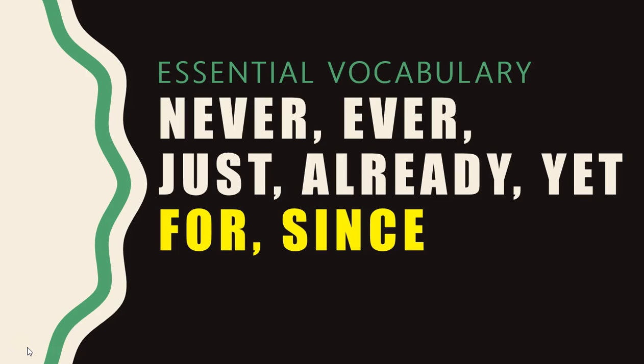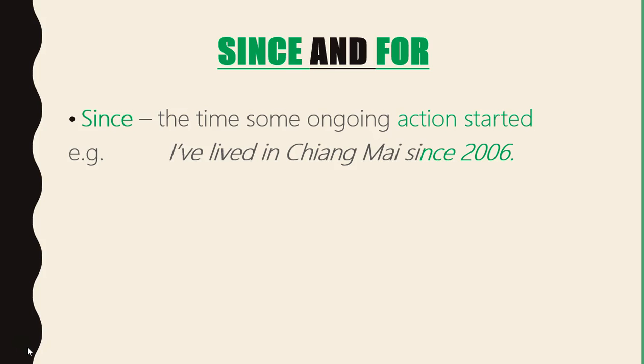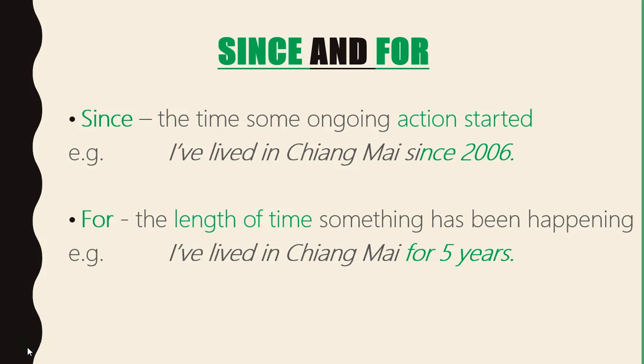Finally, we're going to look at these 2 important words, for and since. So we use the word since the time some ongoing action started. So we use since to refer to when it actually started. So I've lived in Chiang Mai since 2006. So that's when that action or state started. For, we use for the length of time something has been happening. I've lived in Chiang Mai for 5 years.